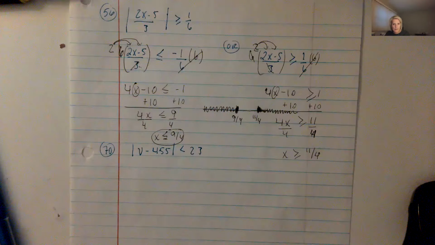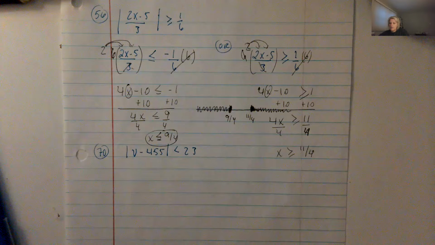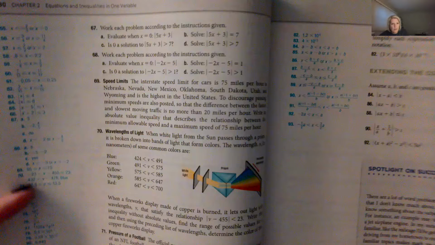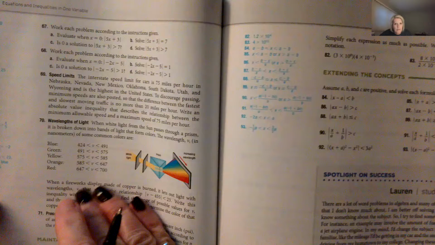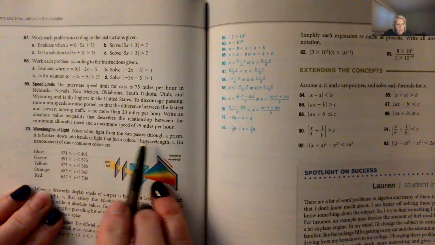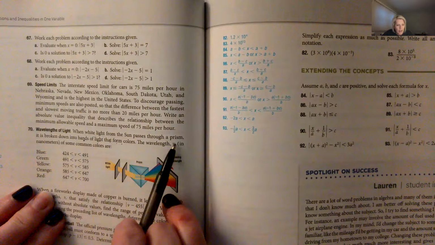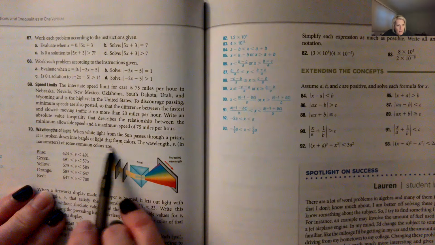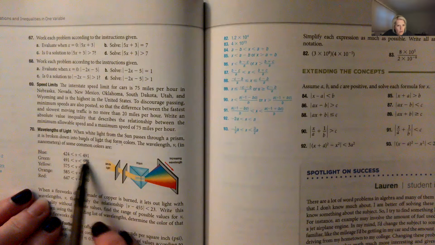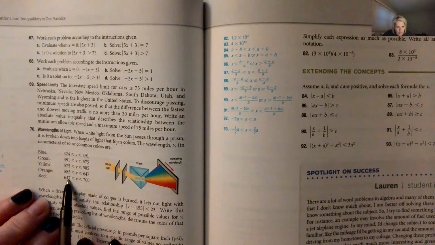And last but not least is number 70. And then that rounds out everything that we need for our first test. So let's look at number 70. I thought this would be a fun one. It says wavelengths of light. When white light from the sun passes through a prism, it is broken down into bands of light that form colors. The wavelengths V in nanometers of some common colors are here. So when the wavelength is shorter, blue, green, yellow, and then when the wavelength gets higher, it's red.